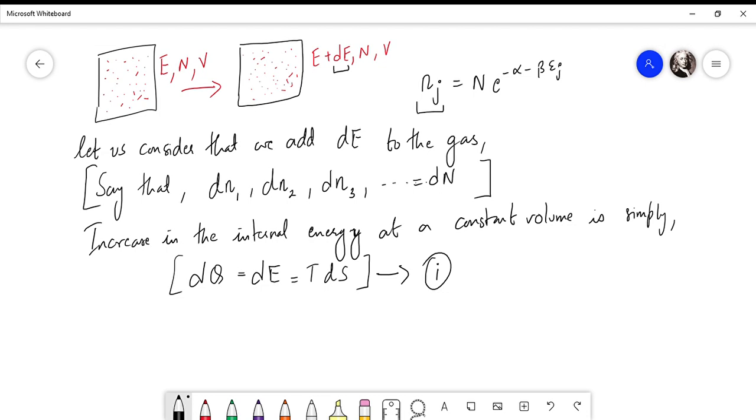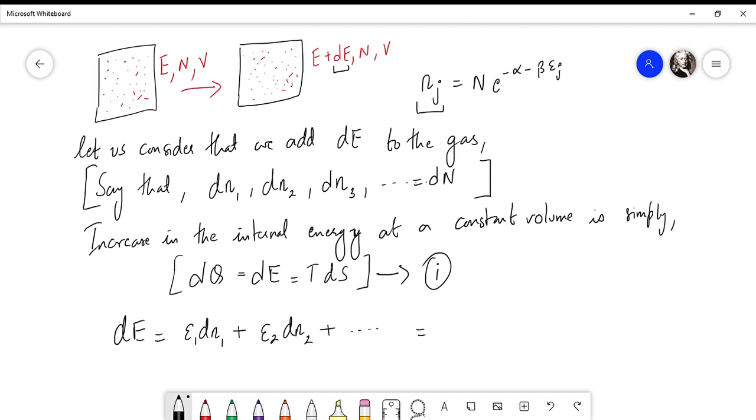I mean, yes, the energy content of each cell does change, and it's proportional to the number of particles in it, right? So now let's account for that change as dE. We can just write dE as epsilon 1 dN1, because epsilon 1 is the energy of the first cell, E2 is the energy of the second cell, and the energy of that particular cell, when there is a change, is that, and so on.